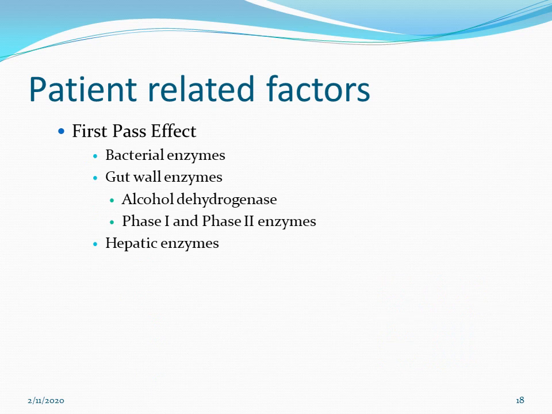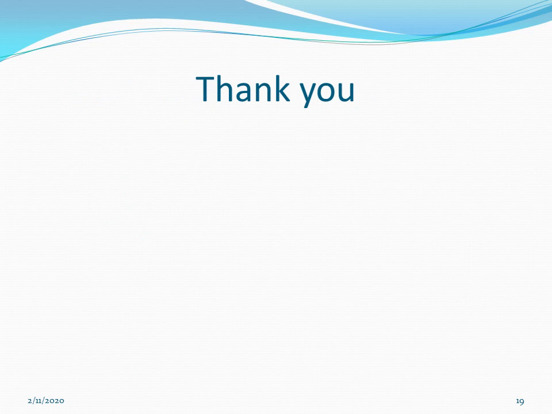Then the bacterial enzymes, which are produced by the bacteria and which catalyze certain reactions responsible for metabolism of the drug. Then gut wall enzymes, for example alcohol dehydrogenase. Then the phase 1 and phase 2 enzymes are also responsible for metabolism of certain drugs. Then the hepatic enzymes, which are responsible for the metabolism of drugs. So this is about the bacterial enzymes, gut wall enzymes, hepatic enzymes and luminal enzymes. Thank you very much.